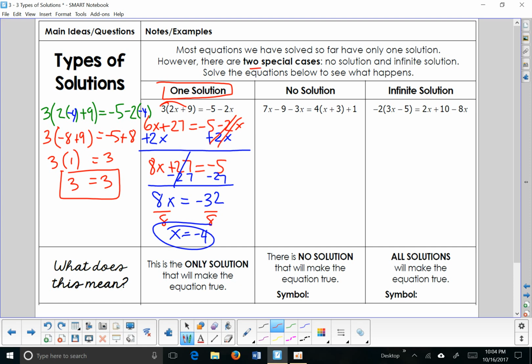Alright, let's take a look at our two special cases now. The two special cases are no solution and infinite solutions, right? No solution and infinite solutions. Let's take a look at what the difference is here.